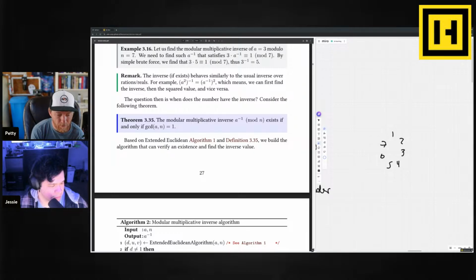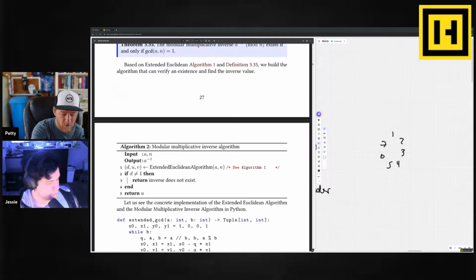The question then is, when does the number have the inverse? Consider the following theorem. The modular multiplicative inverse, A inverse mod n, exists if and only if the greatest common divisor of A and n is 1. Makes sense. So if it's prime, then it's got an inverse. Based on the extended Euclidean algorithm, definition 3.5, we build the algorithm that can verify existence and find the inverse. So here's the algorithm for doing this.